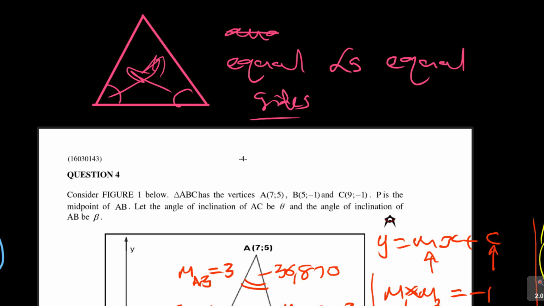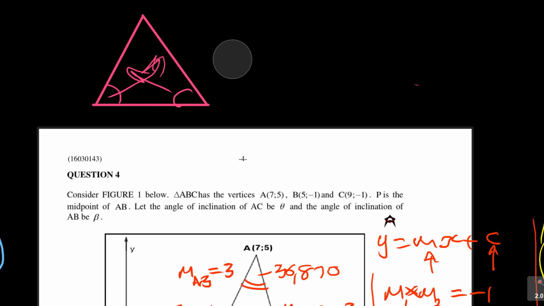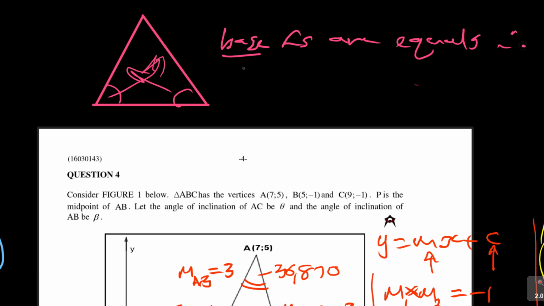Or you can say this: base angles of an isosceles triangle. You can actually state that statement. There is a statement which says base angles. The key word there is base. Base angles are equal. You see, base angles are equal. Therefore, it is an isosceles triangle.